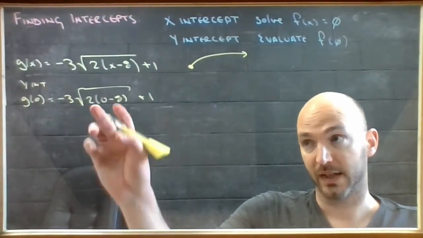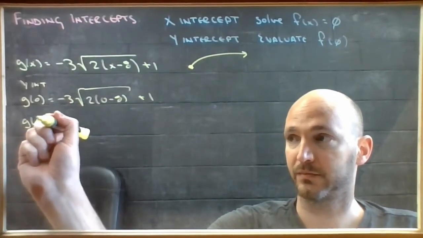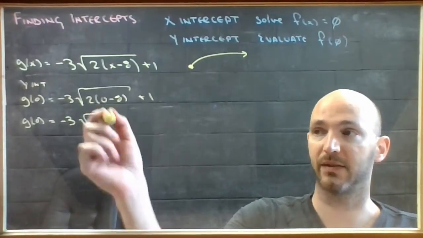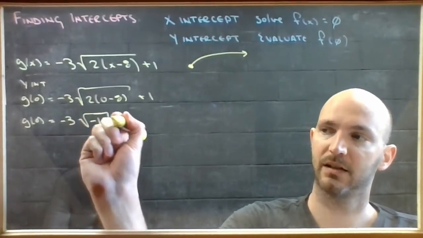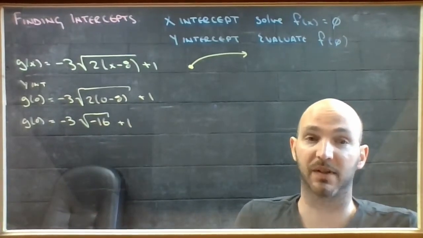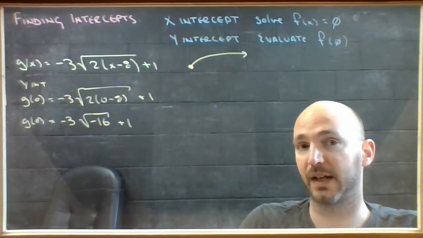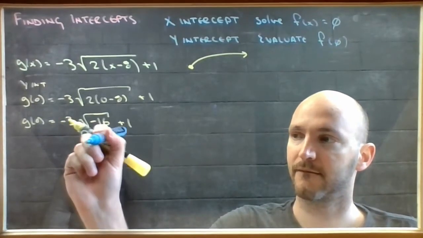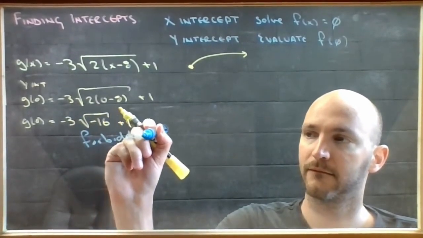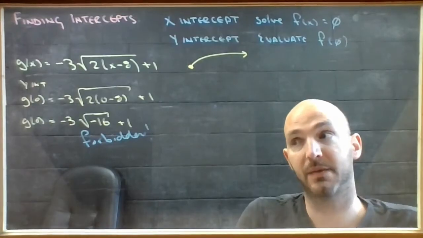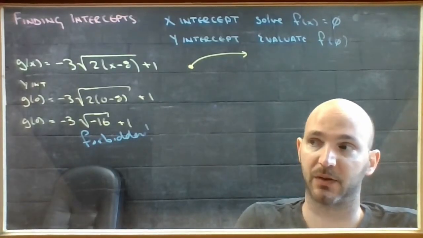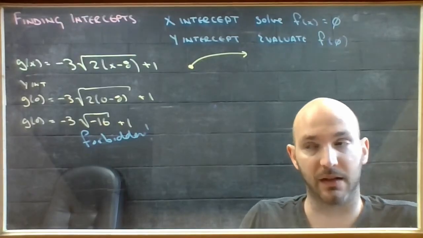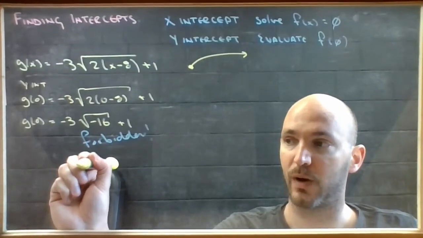So order of operations, I need to simplify the argument first. It's negative 3 square root of 0 subtract 8 is negative 8. Negative 8 times 2 is negative 16. And that's kind of exciting because 16 is a perfect square, but you can't square root a negative number. That's forbidden. So I attempted to find the y-intercept of this particular function, and I came into one of those situations where it doesn't work. So what does that mean? Well, this is telling me that there is no y-intercept.